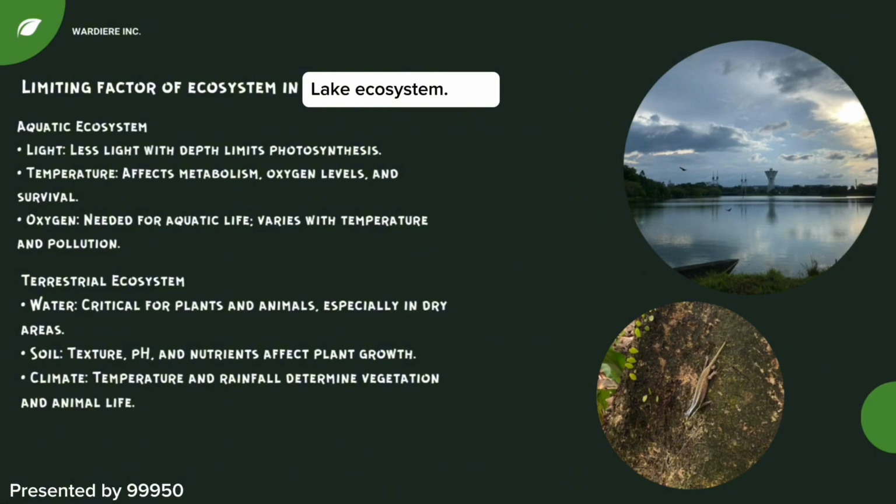The third one is oxygen. It is needed for aquatic life and it varies with temperature and pollution. For the terrestrial ecosystem, the first limiting factor is water. Water is critical for plants and animals, especially in dry areas.